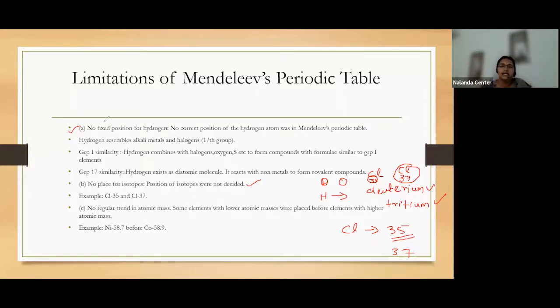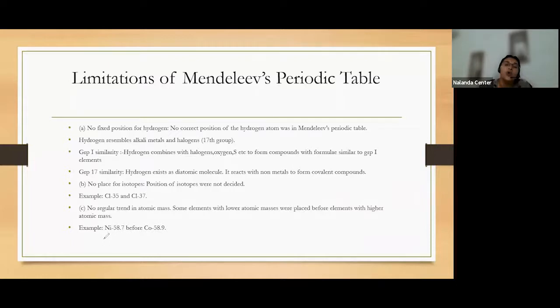And third thing is that, see, he told that I am going to make my arrangement based on atomic mass, and I am going to arrange in an ascending way of atomic mass. But the issue is, who were those to whom the injustice was done? Again, cobalt and nickel. There was no regular trend. Cobalt was arranged before nickel. Cobalt had an atomic mass of 58.9, whereas nickel had an atomic mass of 58.7. He arranged it in order to make some adjustment because of the chemical property and other things. So this was another limitation as far as Mendeleev's periodic table was concerned.